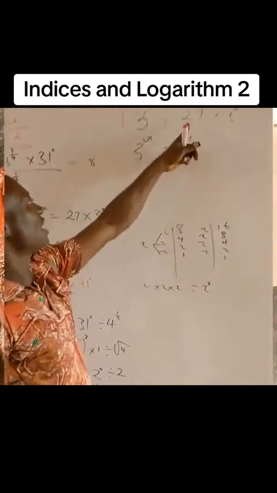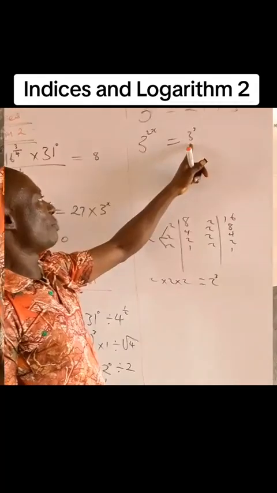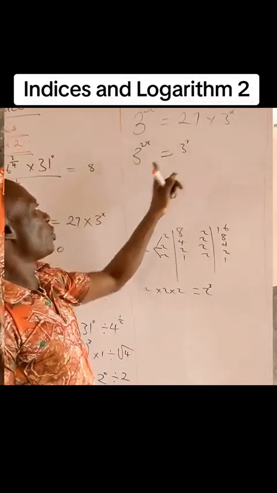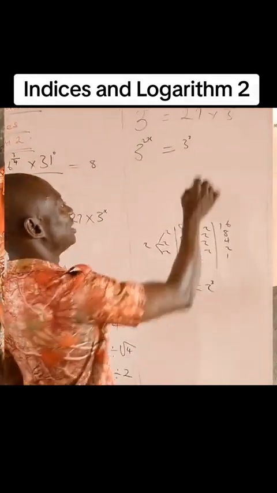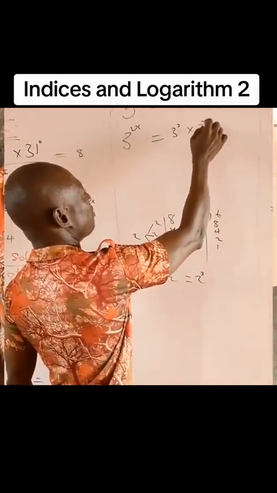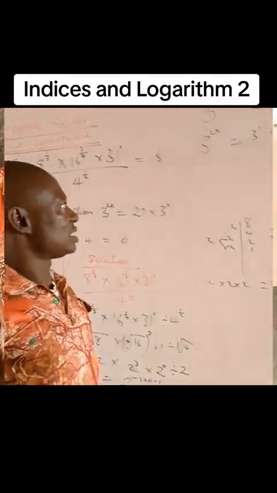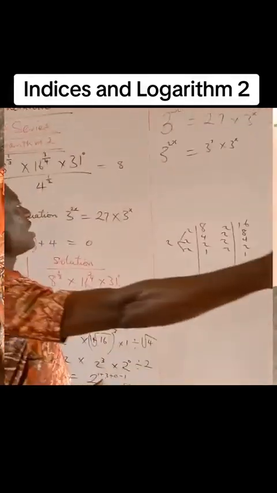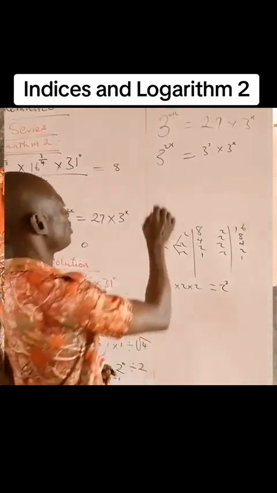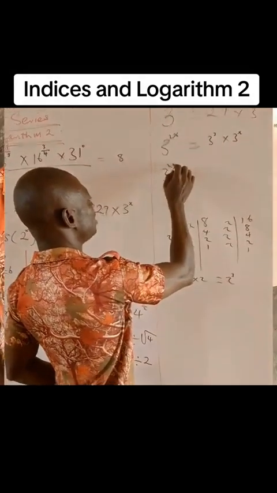And so we can write 27 to become 3 raised to the power 3, because we want to make them appear in the same base. Then times 3 raised to the power x. Okay, I think they are not yet in 1 base. The right hand side is still 2 numbers. So we are going to use law of indices and achieve this.